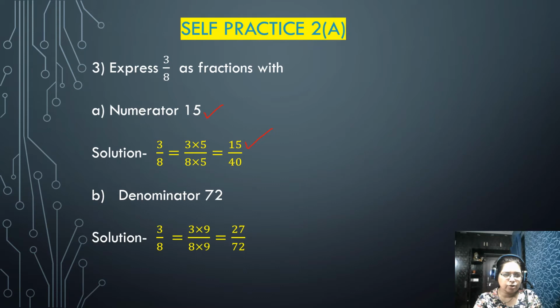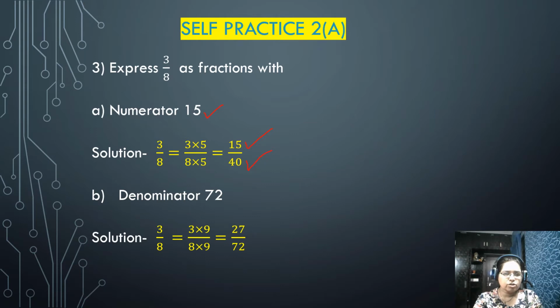When we multiply the numerator by a number, we have to multiply the denominator by the same number also. That gives the equivalent fraction. So we have to multiply 8 by 5 also. 8 multiplied by 5 is 40. So we get 3 divided by 8 equal to 15 divided by 40, with 15 in the numerator and 40 in the denominator. 3 divided by 8 and 15 divided by 40 are equivalent fractions.